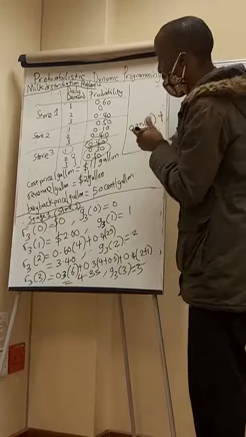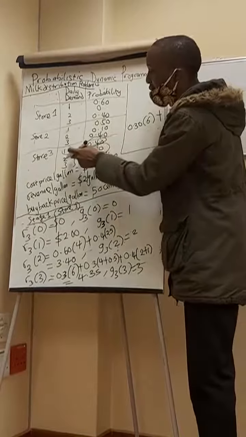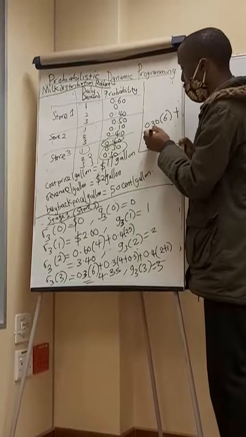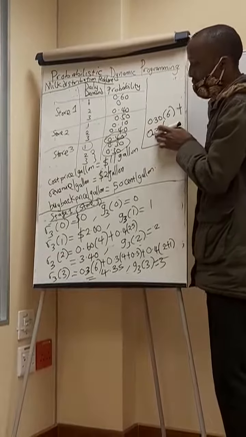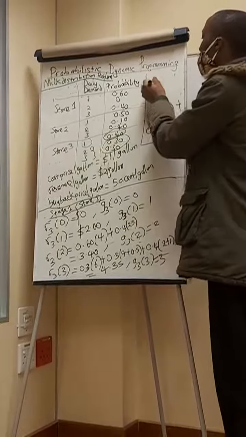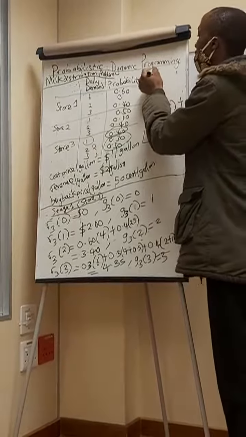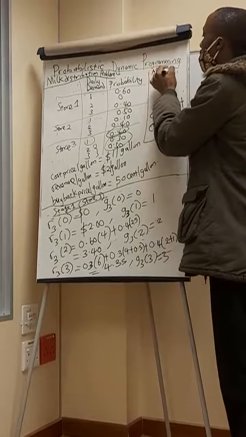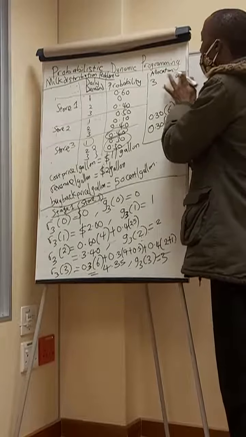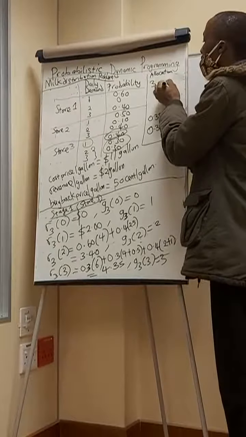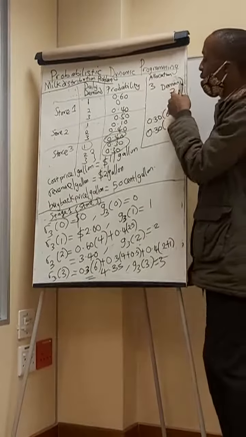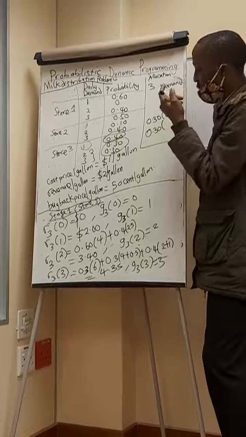Plus, there is another 30% chance of the demand being 2. So if the demand could be 2, what will my profit look like? If my demand could be 2, it means that if I've allocated 3, and the demand was 2, it implies that I'm only going to sell 2 gallons of milk to those people that demanded.